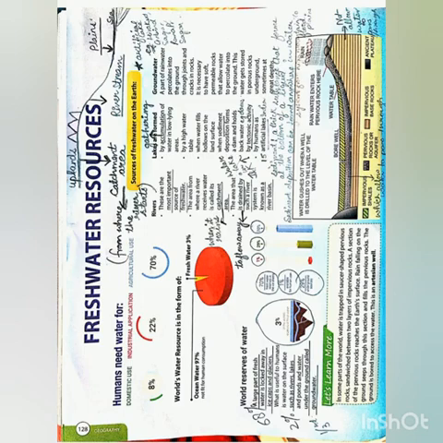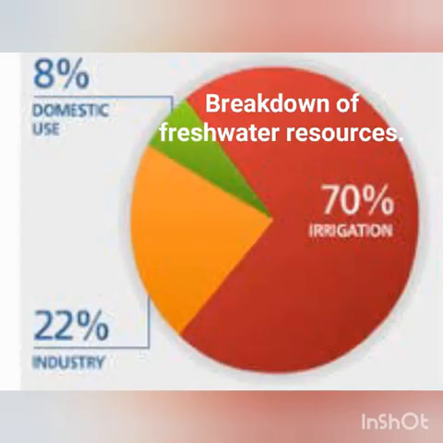Now you can see the pie chart that is showing ocean water 97%, that is not fit for human consumption as it contains salt. Okay, then freshwater reserves: I told you ice caps and glaciers contain 68%, rivers and lakes 2% and 1/3 groundwater.